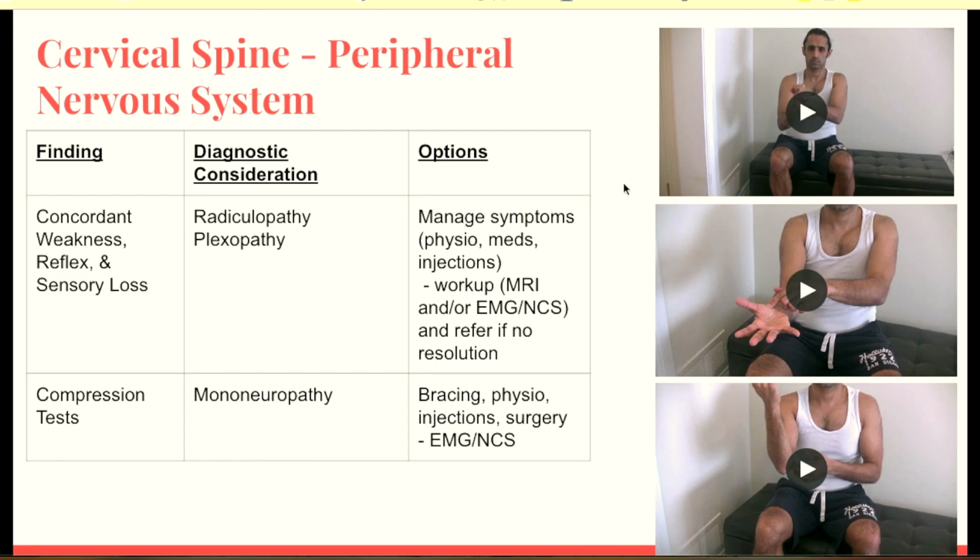So once we have this information, then we try to get a sense of what that pattern looks like. And if it's concordant, if we have multiple muscles and a sensory loss and a reflex loss at, say, the C7 level, then we could potentially consider someone having radiculopathy or plexopathy depending on the particular clinical history. Versus if it's something a little bit more distal or in one specific peripheral nerve distribution with some positive compression tests, then we may be dealing with a peripheral neuropathy or peripheral motor neuropathy.